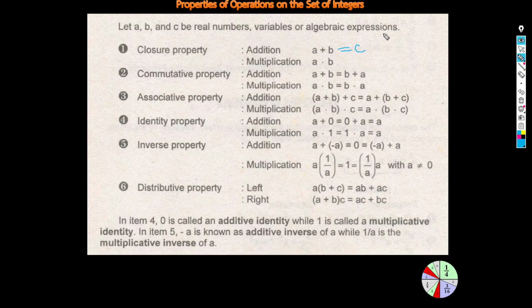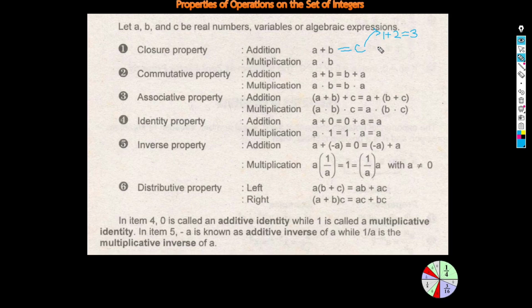Okay, so for example, let's get an example here. For example, a is equal to 1 and then b is equal to 2. Therefore it will give you another real number or integer, which is 3, of course. This is an example of closure property. 1 and 2, when you add them together, when they are close together, from the root word closed, from the word closure, they become 3.